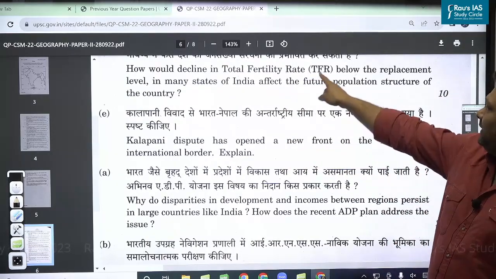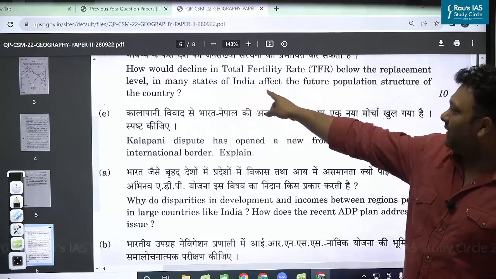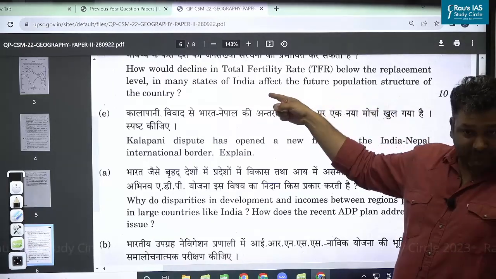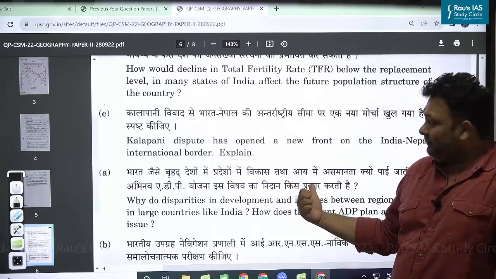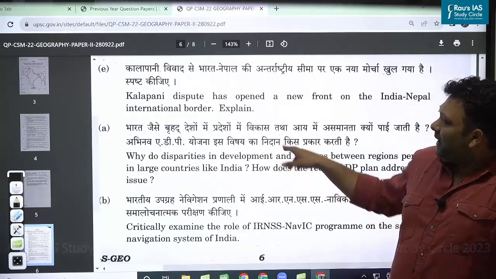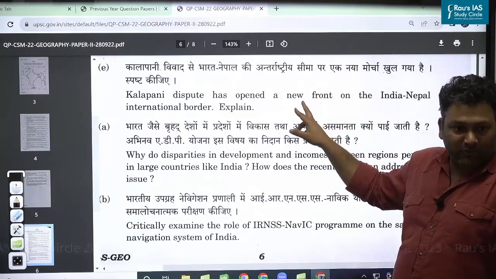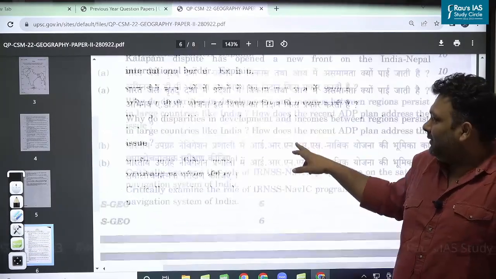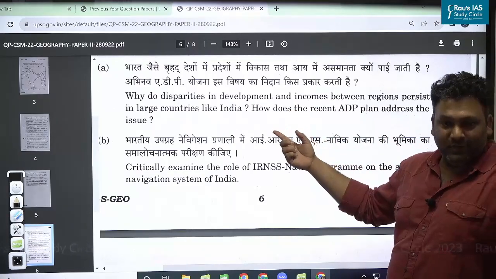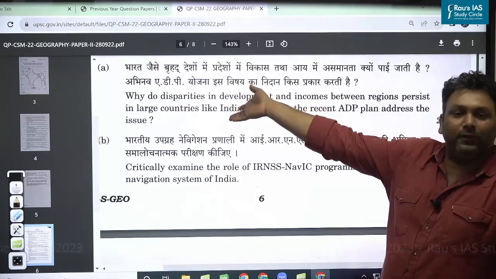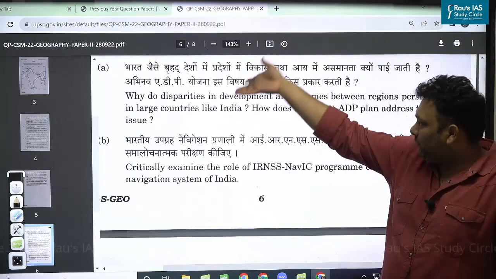How would decline of the TFR below the replacement level in many states of India affect the future population structure? Is exactly what you were just discussing. Kalapani dispute, okay, India-Nepal border issues again. Disparities in development income between regions. Negative or positive? The UPSC itself is talking about a negative thing. It's agreeing that there are disparities in development and income.